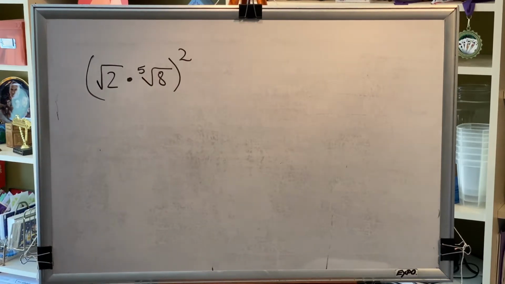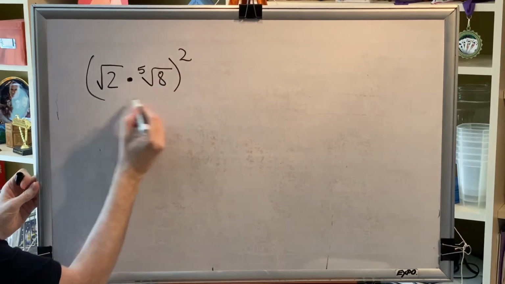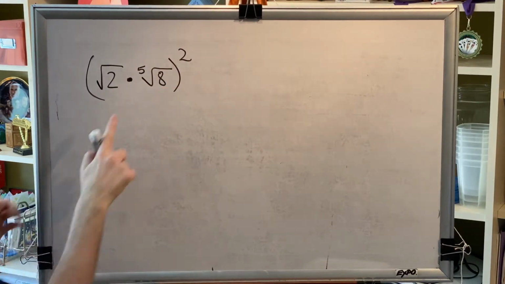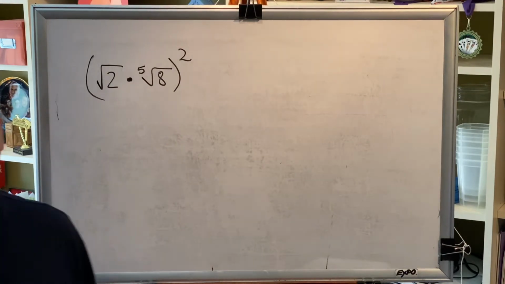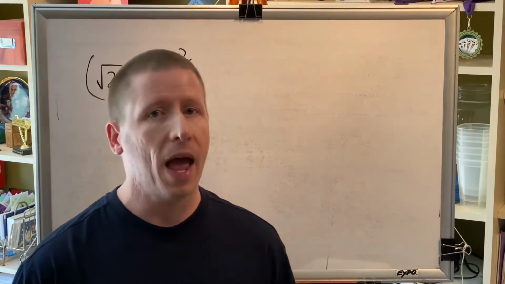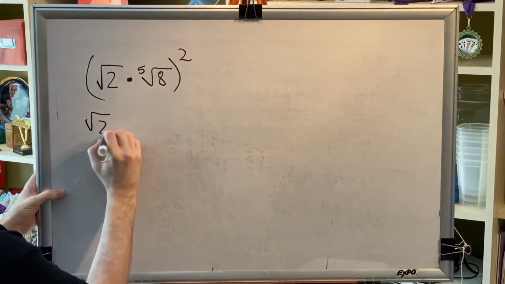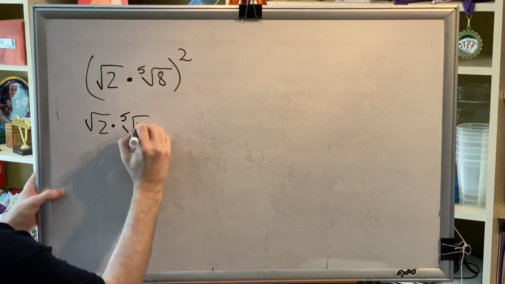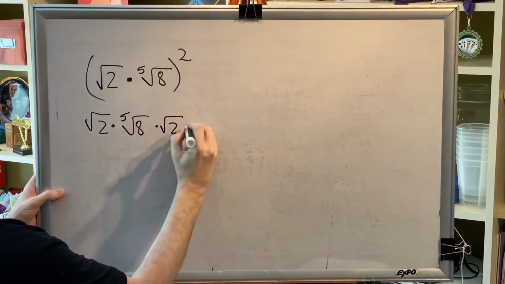parentheses is being squared. So the first thing you want to pay attention to is an exponent tells you how many times to multiply a base by itself. And because the two things inside the parentheses are being multiplied, we will not need FOIL. You only need FOIL if you are adding or subtracting those things. So this is going to be a square root of 2 times a fifth root of 8 times another square root of 2 fifth root of 8.